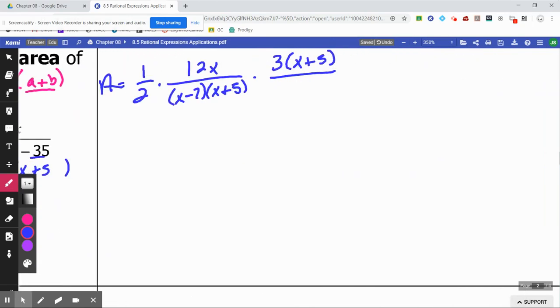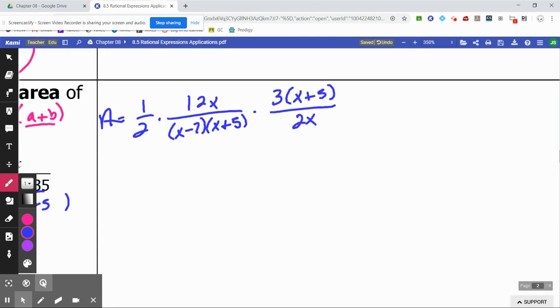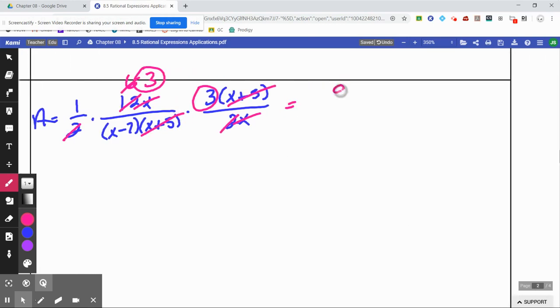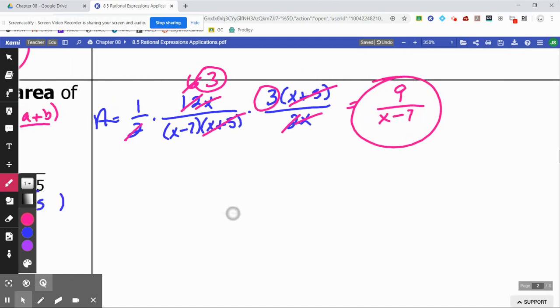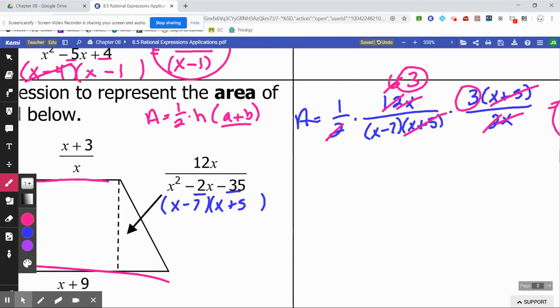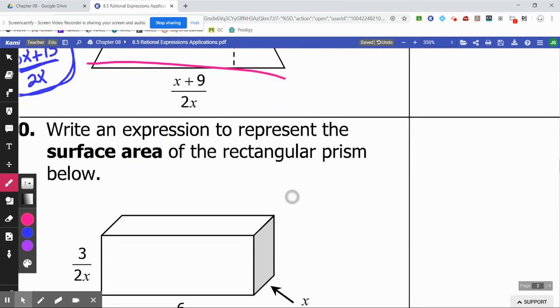So now we're just cleaning it up from there. The monomials, 2 and 12 cancels, leaves you with a 6. The 2 and a 6 would cancel, leave with a 3. The two x's cancel completely. And I believe that's it for the monomials. I'm left with a 3 here and a 3 here, and that's it. The x plus 5s are gone. And that leaves you with a 9 on top and an x minus 7 on bottom. And that's an expression for the area of this trapezoid.